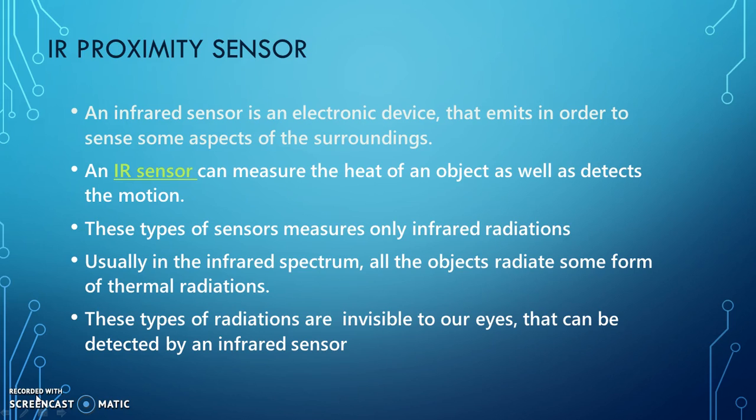These types of sensors measure only infrared radiation. Usually in the infrared spectrum, all objects radiate some form of thermal radiation. This type of radiation is invisible to our eyes but can be detected by an infrared sensor. This sensor is very sensitive to IR lights and sunlight, and this is the main reason that an IR sensor is used with great precision in spaces with low light.